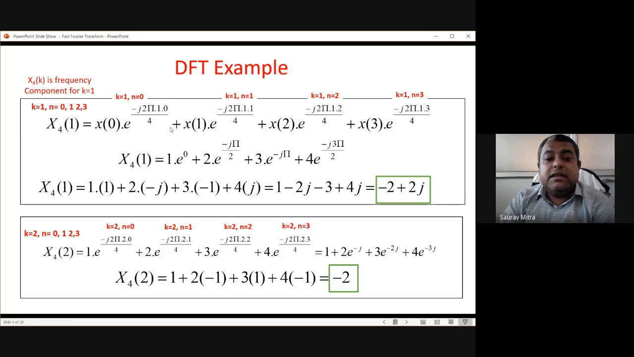And how many additions? Every line has 3 positive signs. So 3 positive signs means every line has 3 additions, and every line has 4 multiplications.